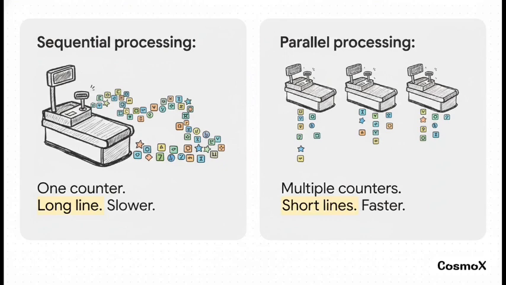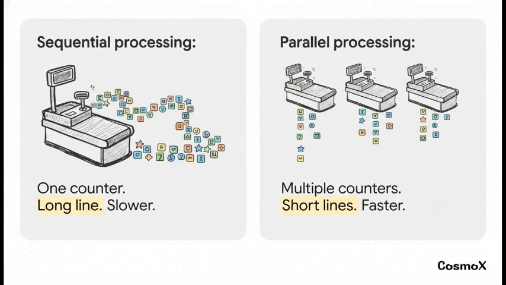It sounds complicated, but it's super simple. Imagine you're at the grocery store. Sequential processing is that one lonely checkout lane with a huge line. It's slow, one person at a time. Parallel processing, that's when they yell, "I can help the next person," and open up 10 registers at once. Everything moves so much faster.